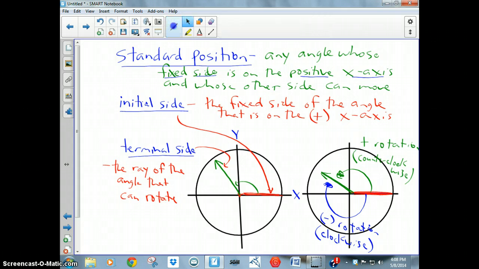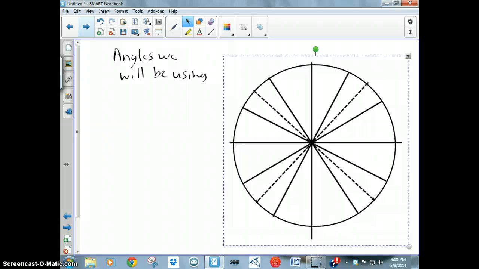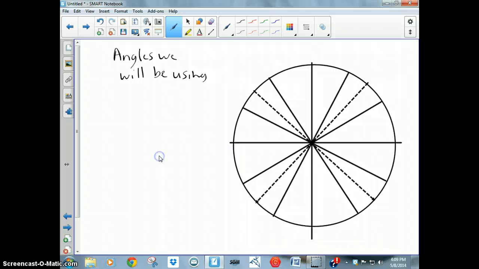Okay, now let's talk about certain angles of rotation that we will be using. First of all, we need to understand that 0 degrees will always be on the initial side. You're probably going to want to make this chart. My red line is my initial side. 0 degrees is always to the east. 90 degrees is always to the north. 180 degrees is always to the west. And 270 degrees is always to the south.